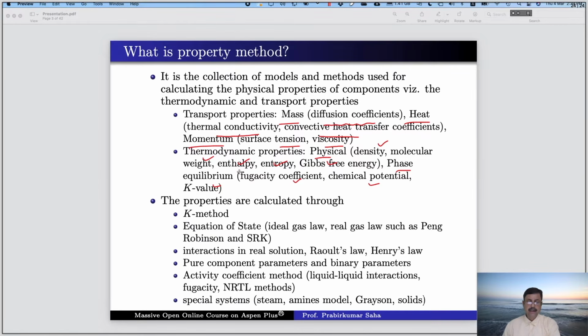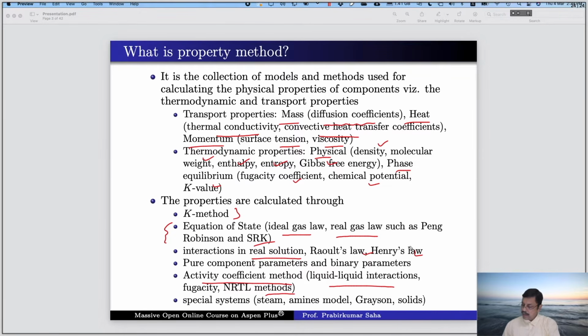And these properties are calculated through the equation of state, that is the ideal gas law, or real gas laws such as Peng-Robinson and Redlich-Kwong, for the vapor phase. And for the liquid phase, that is real solution, we have Raoult's law, Henry's law, or the activity coefficient method for liquid-liquid interaction, such as NRTL.